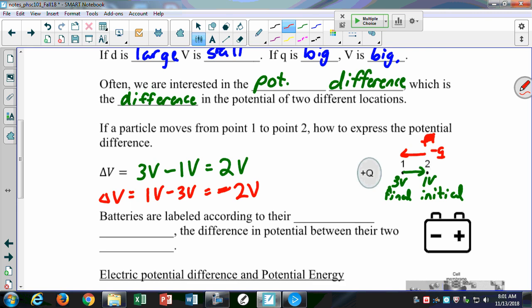No, this is my final. This is my initial. I'm sorry, guys. And this is my final. I had them right the first time. So I'm starting here and ending here. Initial, final. And so the green is going to be, no, that's not right. 1 minus 3.